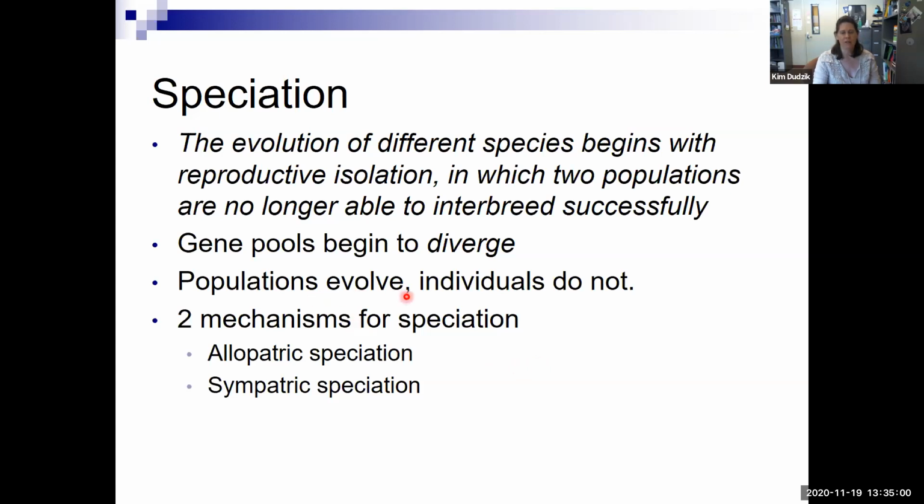because populations evolve because the allele frequencies change. And allele frequencies are a trait of the population, not an individual. An individual has the allele. The number of alleles is because of the gene pool. Okay? So populations evolve, individuals do not.